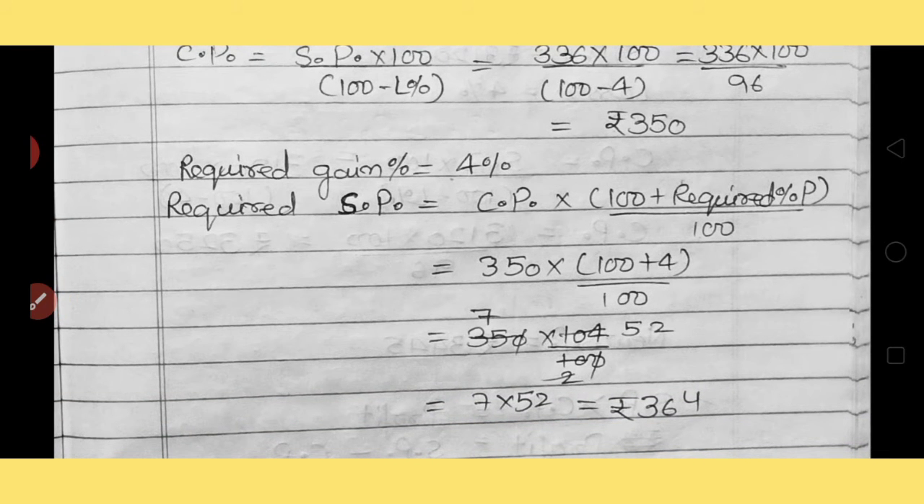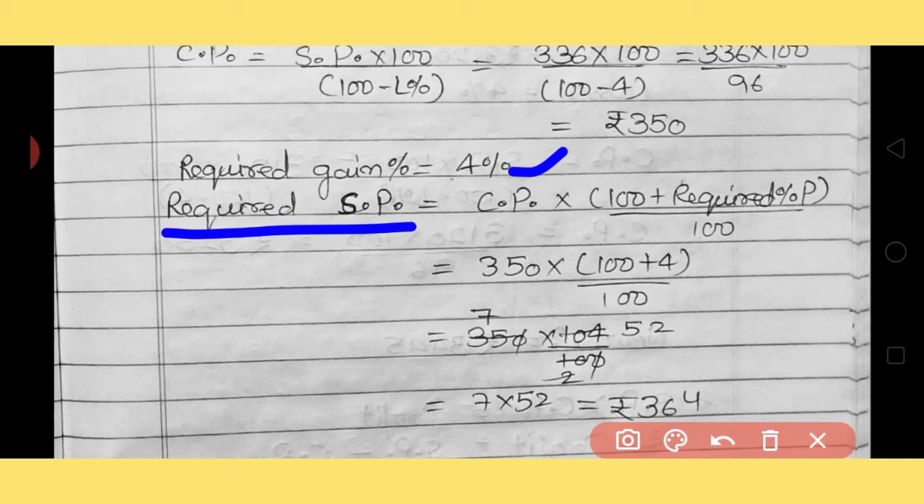Now on the 350 rupees he requires a profit of 4%. So here I have written required profit is 4%. Whenever required SP is demanded, we will use the same formula as before: CP multiplying with 100 plus profit percentage divided by 100. Here I have written required profit because that was required in the question. So it will be 350 multiplying with 100 plus 4 divided by 100, which is 350 multiplying with 104 divided by 100.